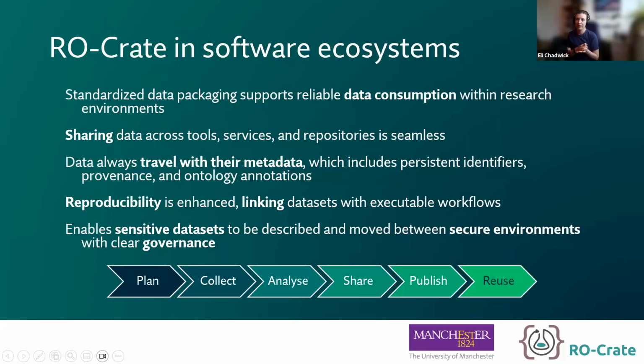So to summarize the benefits of RO-crate in these software ecosystems, it supports reliable data consumption because it's got this standardized packaging method. It enables you to share data across different tools, services, and repositories, and we'll see some examples of that in a minute. And the key thing is data is then always traveling with its metadata. So that includes the persistent identifiers, the provenance, and annotations with particular ontologies. And this enhances reproducibility because then data sets are linked to workflows and so on. And it also enables those sensitive data sets to still be described and move between secure environments with clear governance because you can describe things like access controls.